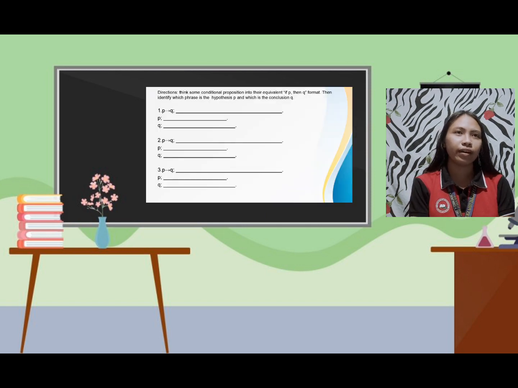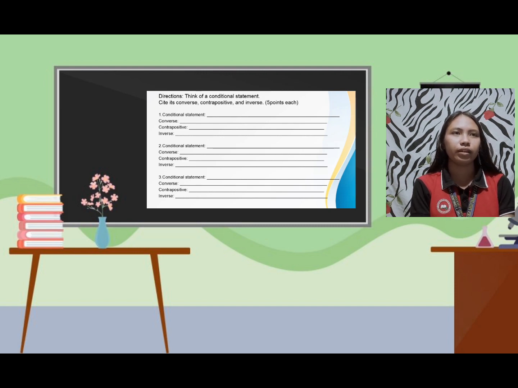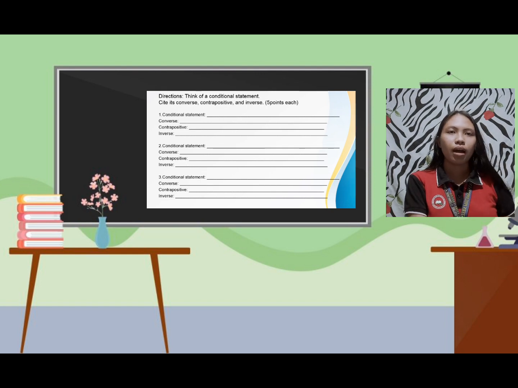For our direction, think of some conditional propositions and write them into their equivalent if P then Q format. Then identify which phrase is the hypothesis P and which is the conclusion Q. And the next direction is, think of a conditional statement and cite its converse, contrapositive, and inverse. I will give you 15 minutes to answer this activity.